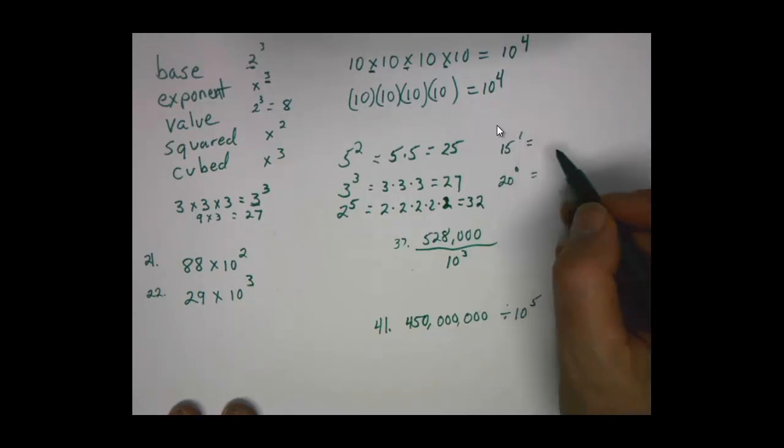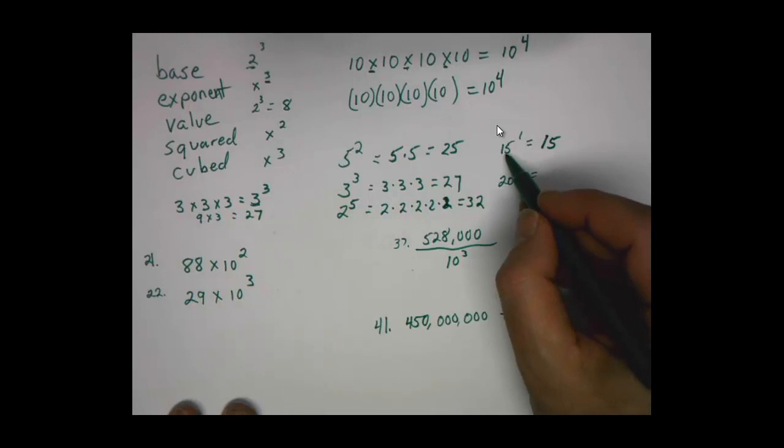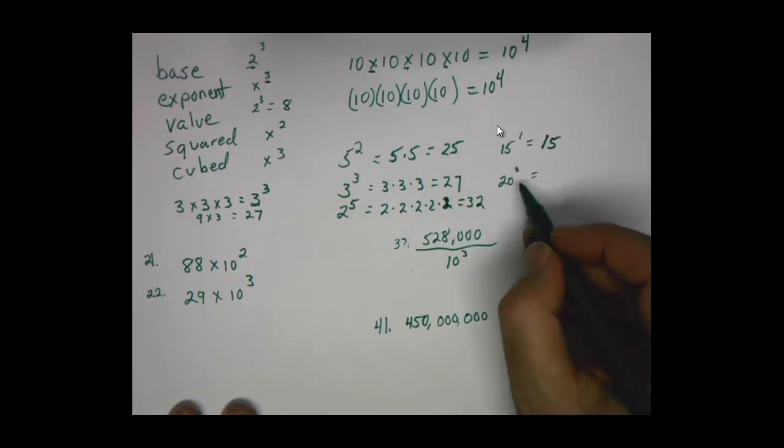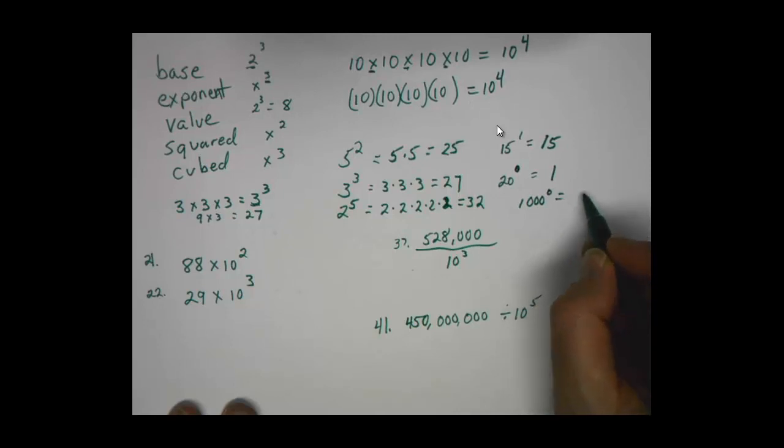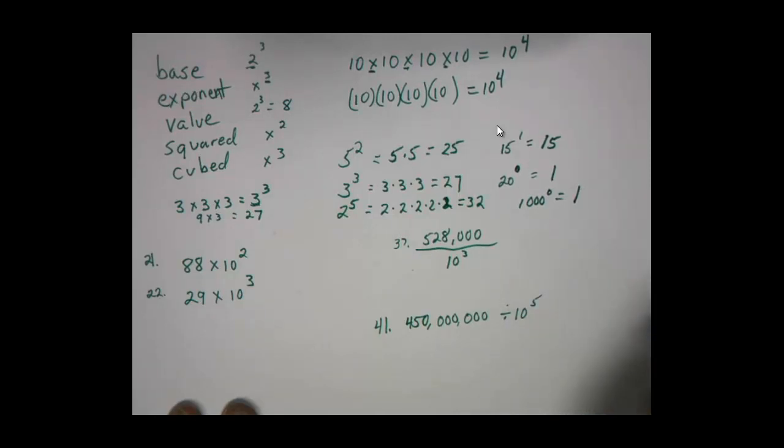Anything to the first power is always going to be itself. And it says I have 1/15. And then a little fun fact to know and tell that's not in the book, but I always like to throw it in to classes, is anything to the 0th power is always going to be 1. Doesn't matter what it is. If I had 1,000 to the 0th power, it's still going to be 1. Okay?